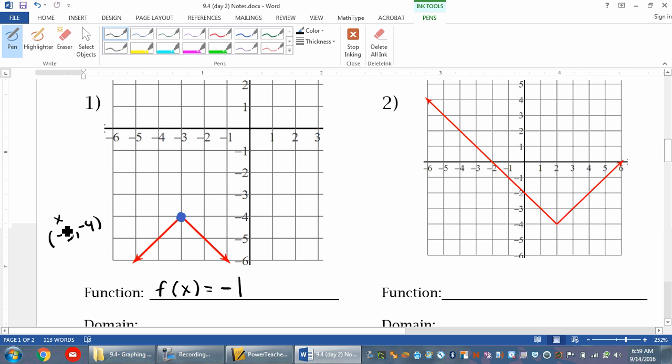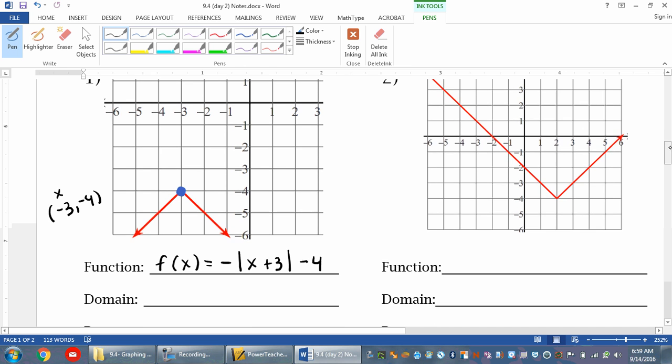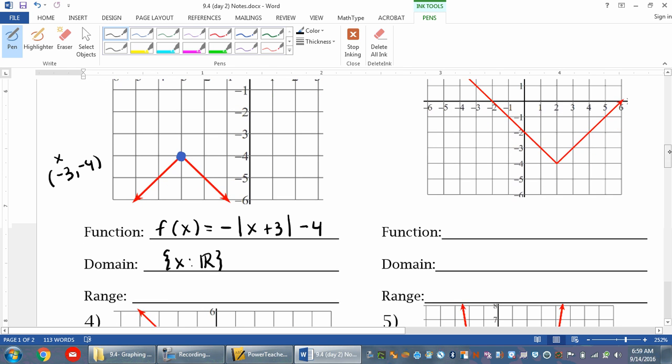Remember, it's always the opposite sign for the closest. Instead of minus 3, it's going to be x plus 3, close your bars. And then since it's a negative 4, I'm going to have a minus 4. Let's go ahead and write the domain. Like always, since there's arrows on both sides, the domain is all real numbers. Now the range, I'm going to use the y coordinate of the vertex, and since it opens down, remember it's less than or equal to negative 4.